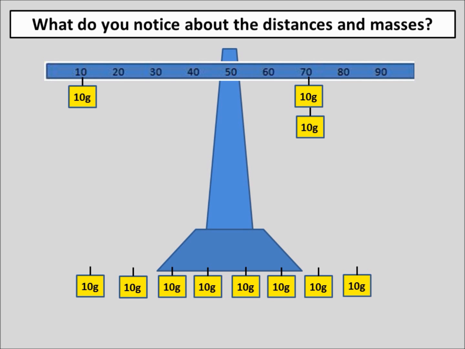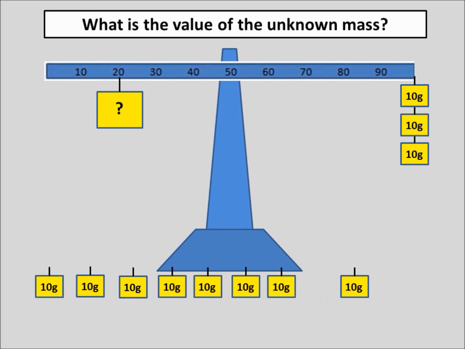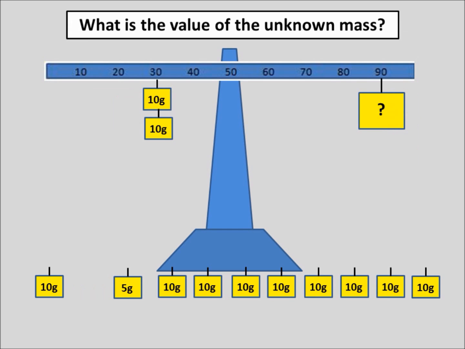To answer this question, we will work a few more problems. Based on what you have learned so far, or just through informed guessing, what would be the value of the unknown mass on the left to cause the lever to be in balance? The answer, 50 grams. What is the value of the unknown mass on the right?